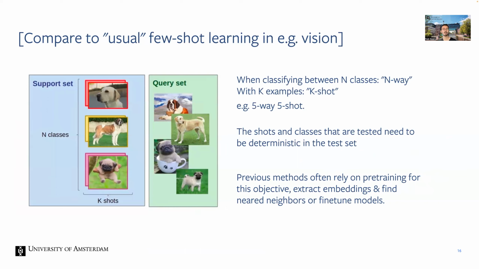Just to compare it to usual few-shot learning, for example, in computer vision, so you know the terminology a bit better. If you're classifying between n classes, it's called n-way, as if you have n ways to decide. And if you have k examples, each example is a shot. So for example, a 5-way, 5-shot problem.